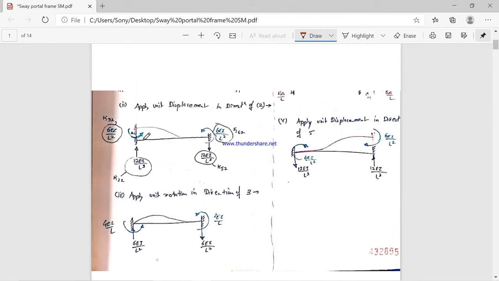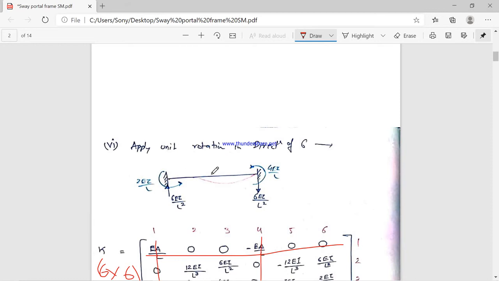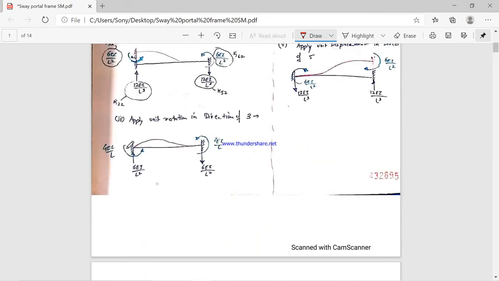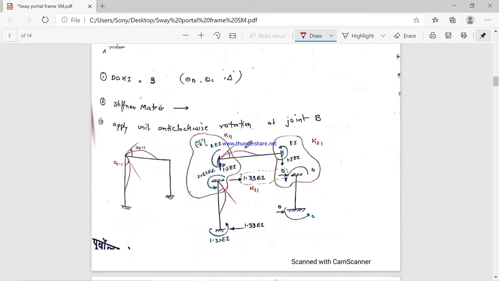When we apply the rotation like this, here it will be 4EI by L and here 2EI by L will be formed. As the length is 2 meter, 4EI by 2, that is 2EI, will be formed and it will form K11. And here 2EI by L, so 2 divided by 2, length is 2 meter, so it will be equal to EI.